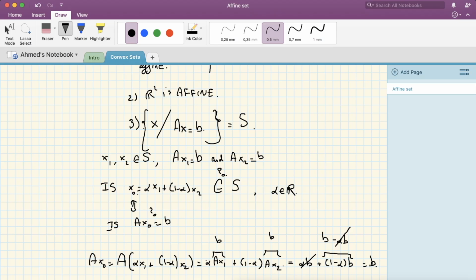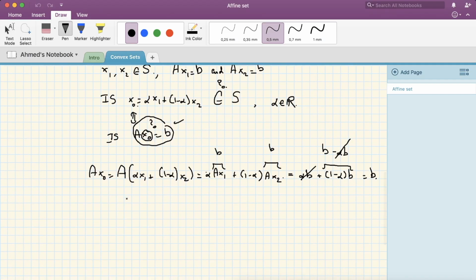So what do we conclude? We conclude that this is true, which means that x0 solves Ax = b, which also means that x0 indeed belongs to S. Therefore, this set S is closed under affine combinations. So you pick any 2 points x1, x2 in S, and it turns out that their affine combination falls again in S. This means that any solution set of a system of linear equations is affine.